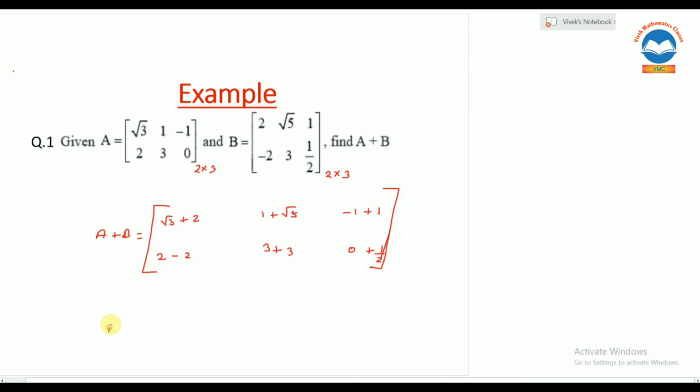So what you will get? A plus B will be equal to 2 plus root 3, 1 plus root 5, and minus 1 plus 1 will be 0. Here also 2 minus 2 will be 0. Next 3 plus 3 will be 6, and this will be 1 by 2. So this will be our A plus B. Next.